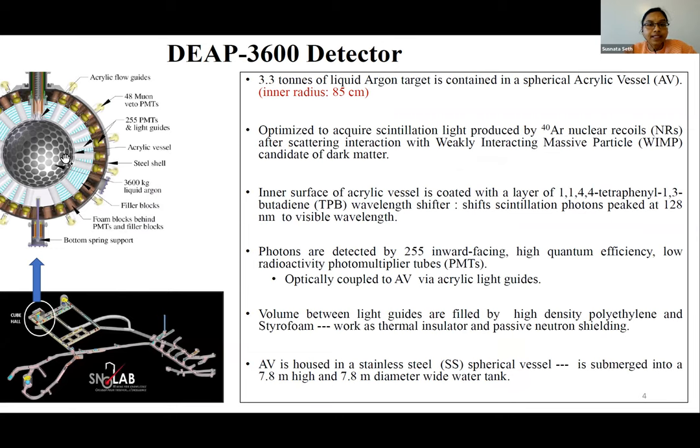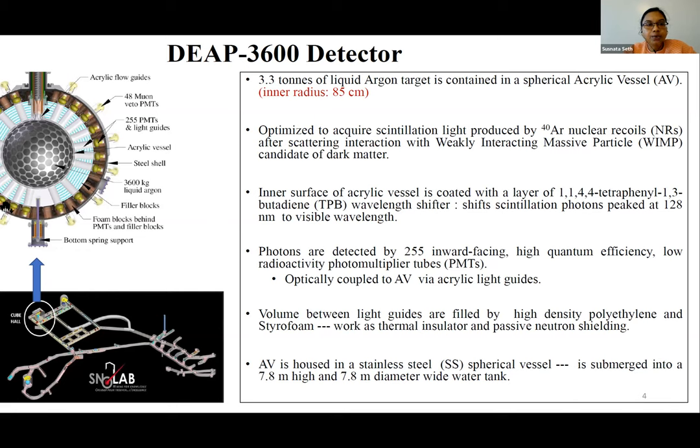And this detector is optimized to acquire the scintillation light produced by argon-40 nuclear recoil, which is expected to be produced after interaction with a WIMP candidate of dark matter. The inner part of this acrylic vessel is coated with TPB wavelength shifter that shifts the scintillation photons peaked at 128 nanometers to visible wavelength. After that, those photons travel through the acrylic vessel and light guides and are then detected by the PMTs.